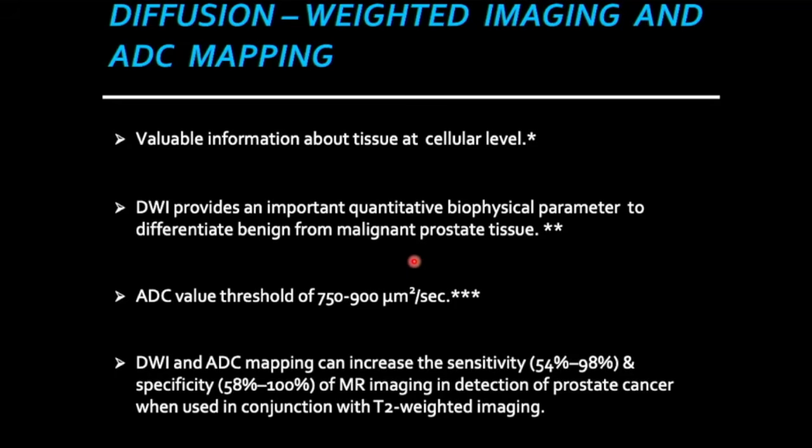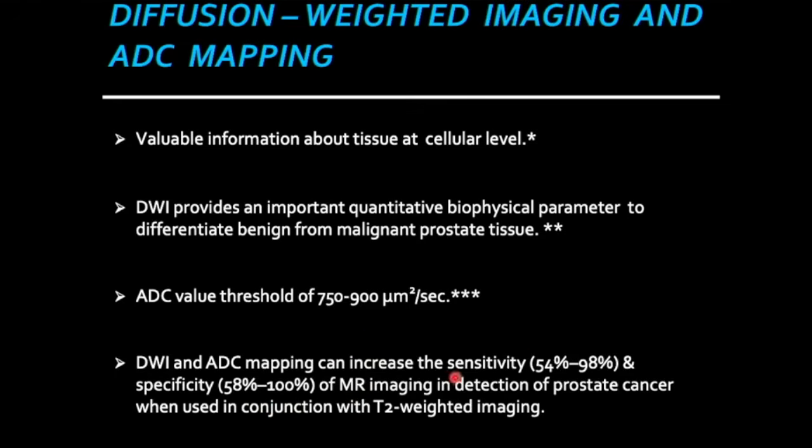That is because malignant lesions have lower ADC values than normal prostatic tissue. So there is a threshold value of 750 to 900. This threshold aids in differentiating between benign and malignant prostatic tissues. ADC values below this threshold are considered definitely malignant, and above this threshold are considered definitely benign.